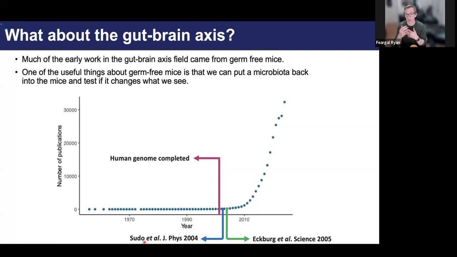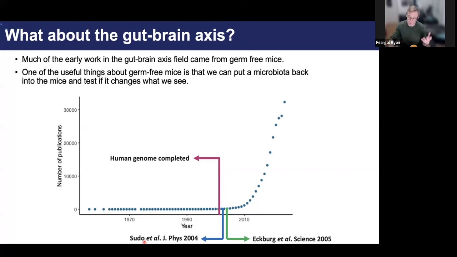But actually, what that means is we can put a microbiota back in these mice and see that we can make the mice more social or help with that stress response, which means that we can show that the microbiome isn't just associated with a change in the brain, but it can actually reverse it as well, which is extremely, extremely important.